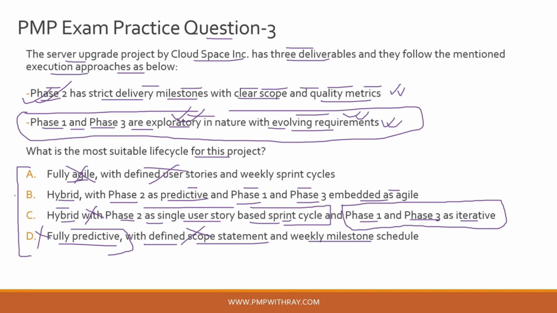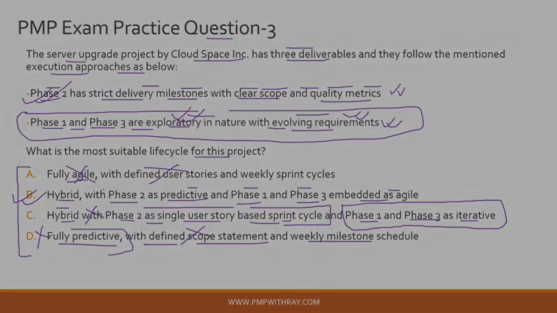So the correct answer to this question is option B, where you do phase 2 as a waterfall or a predictive scope, and phase 1 and phase 3 is embedded over the entire life cycle of the project to be executed in an agile approach.